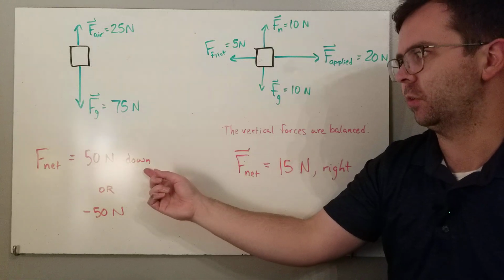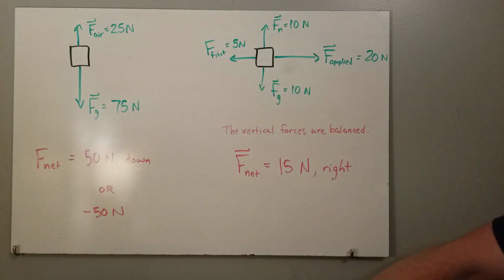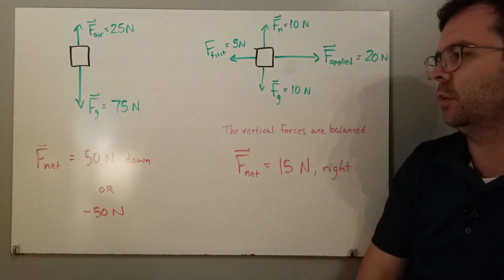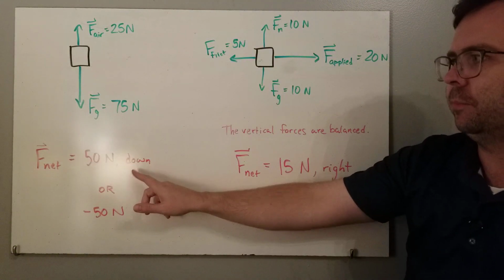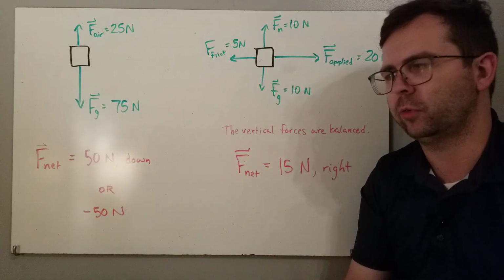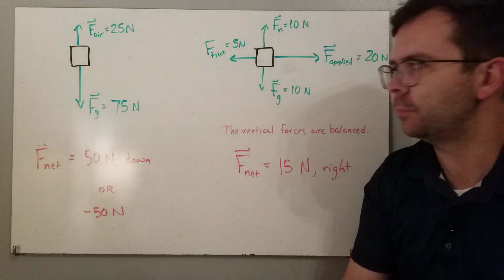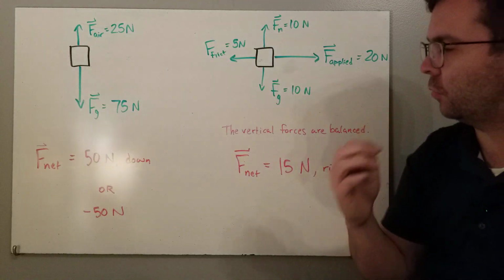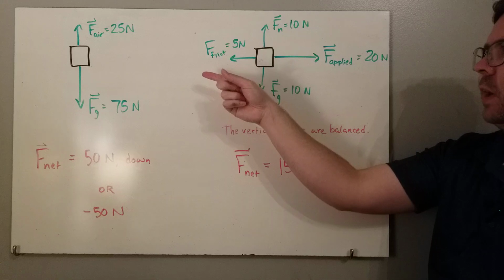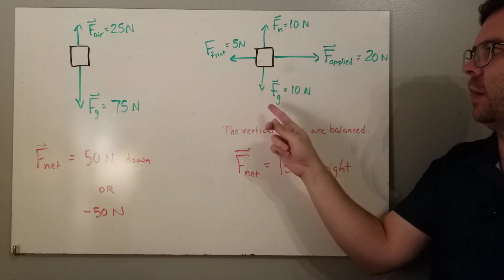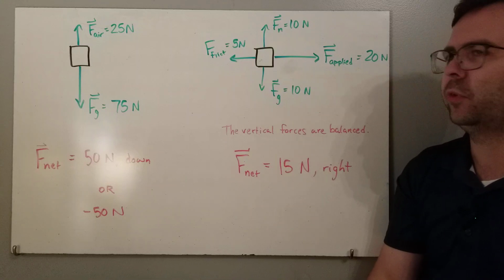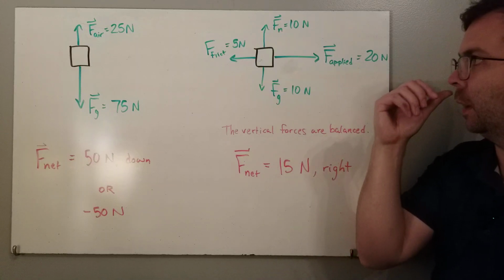You have to indicate the direction here because force is a vector, and I forgot to write my vector symbol there to show that we include the direction. So you can write 50 newtons down, or you can write negative 50 newtons, and we understand negative to mean down in this case. Over here we have a free body diagram with 4 forces acting on it. We have friction, 5 newtons to the left, normal and gravity are both 10 newtons, and then the applied force is 20 newtons to the right, similar to the car that we just saw.